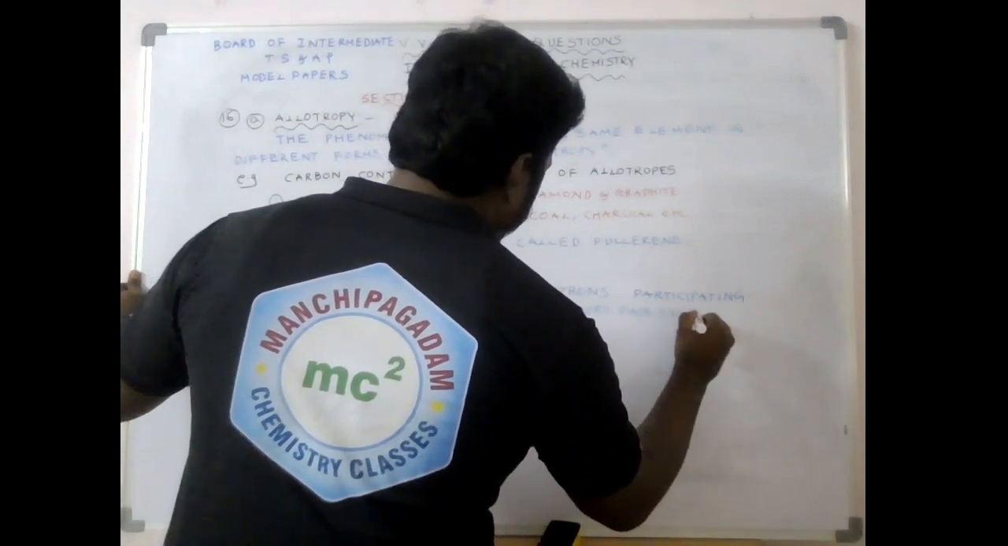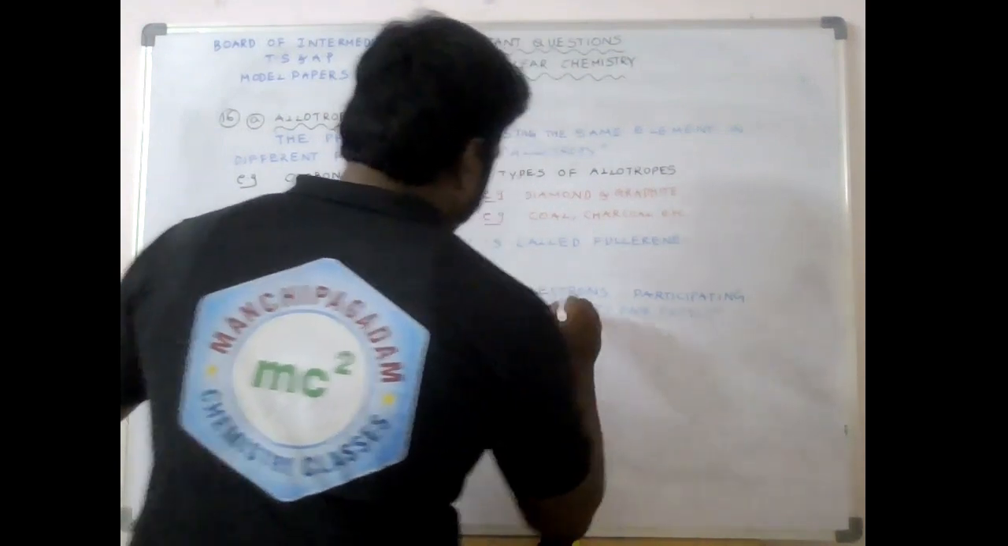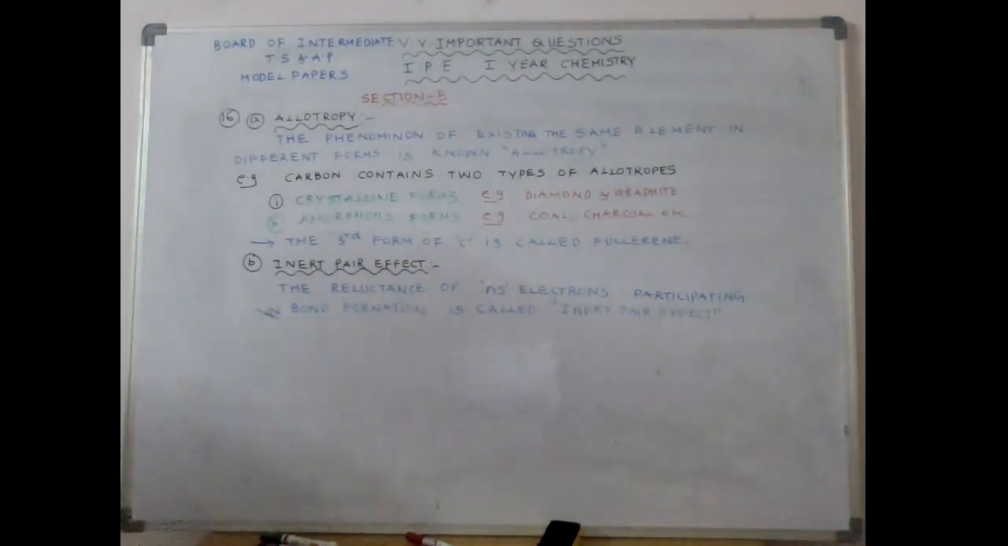Okay, they are not showing interest to participate in the bonding. That is called the inert pair effect. So even though lead and tin have 4 electrons, they show +2 oxidation state instead of +4.